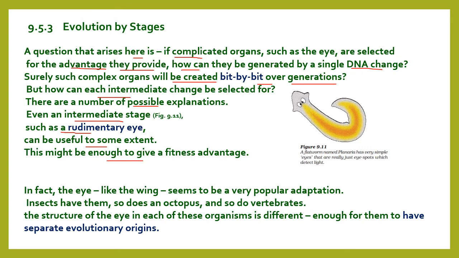In fact, the eye, like the wing, seems to be a very popular adaptation. Insects have them, so does an octopus, and so do vertebrates. The structure of the eye in each of these organisms is different, and that is enough for them to have separate evolutionary origins. Means no matter, all the organisms have eyes, but the structure of the eye is different in all the organisms, and that point is enough for them to have their separate evolutionary origins. Means they have originated from separate ancestors.